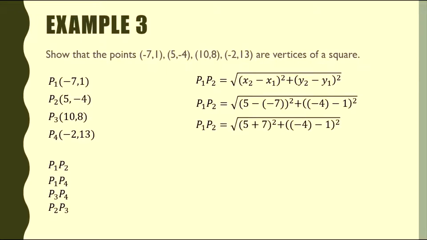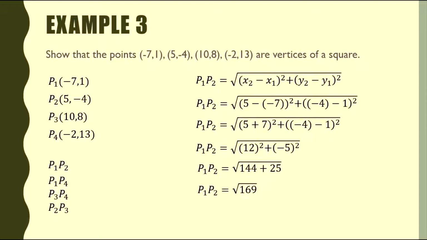So that becomes 5 plus 7 squared plus -4 minus 1 squared. So performing 5 plus 7, that gives you 12, and -4 minus 1, that gives you -5. So simplifying, 12 squared is 144, and -5 squared is 25. Adding 144 and 25, you will get the square root of 169. And the square root of 169 is 13. Therefore, the measure of the side from P sub 1 to P sub 2 is 13 units.